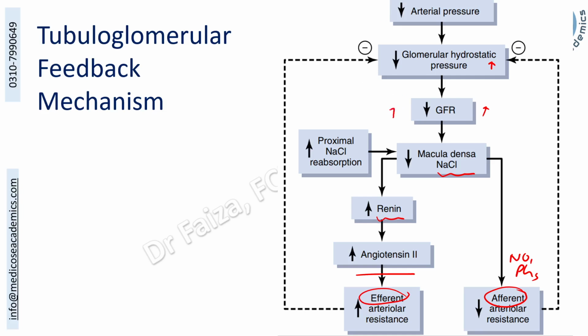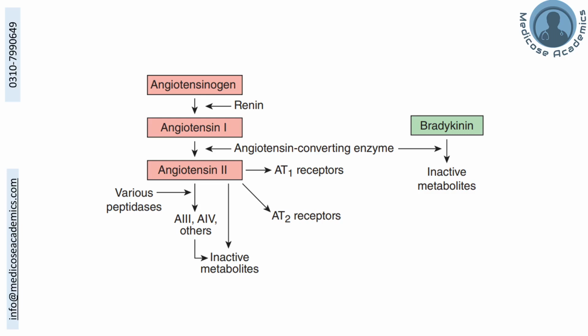For any reason in which GFR was increased, sodium chloride delivery would be increased, renin secretion would be decreased, and there would be constriction of the afferent arteriole to decrease the glomerular capillary hydrostatic pressure back to normal. All of this is happening because of the close proximity of the macula densa cells with the juxtaglomerular cells in the afferent and efferent arterioles, which are capable of releasing autocoids. And this is showing the breakup of further steps.